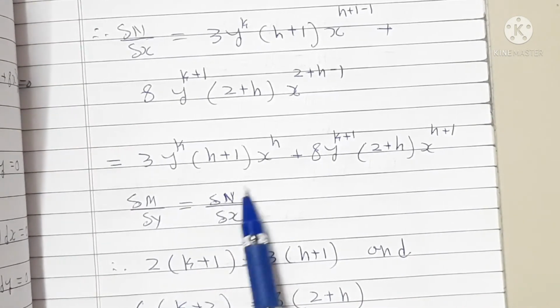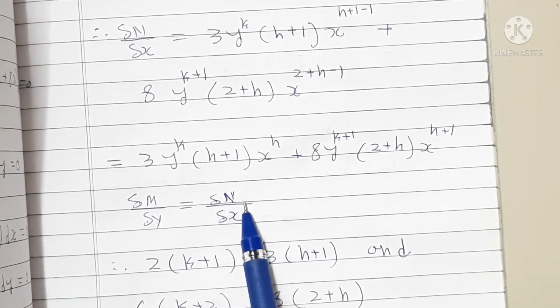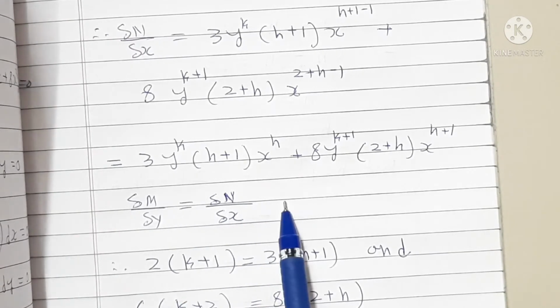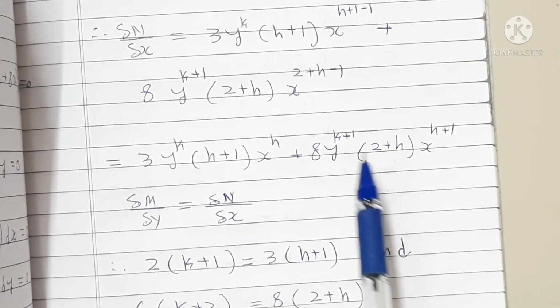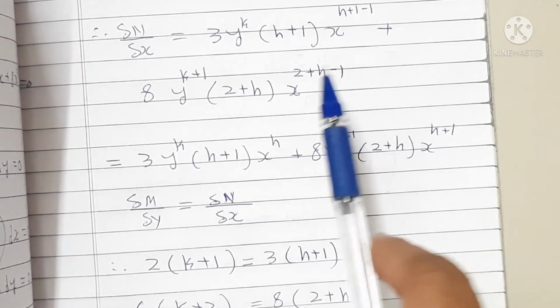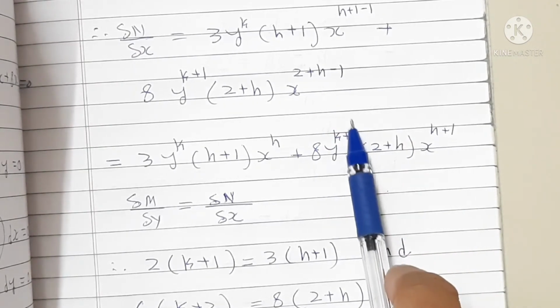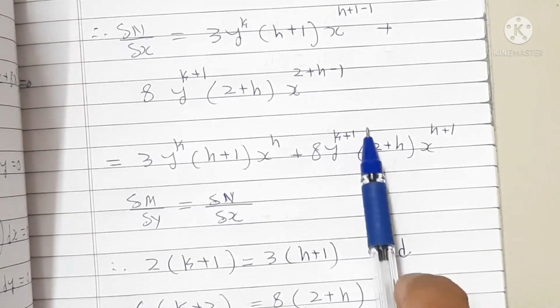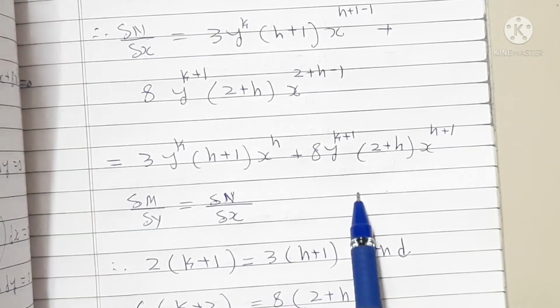Therefore, ∂M/∂y = ∂N/∂x. This is the required condition for the equation to be exact. It means we have to find the integrating factor x^h·y^k. We multiply this integrating factor with the original equation, and for that we will get ∂M/∂y = ∂N/∂x. This is the required condition.